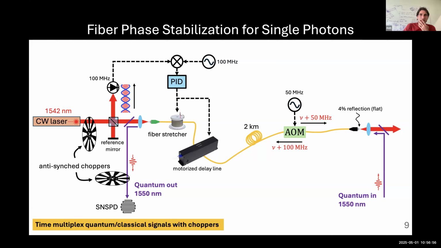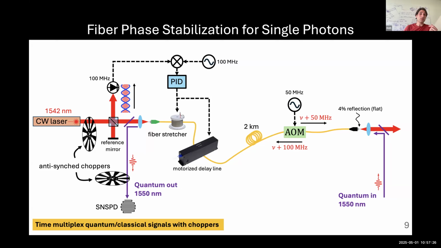Okay, I don't have a ton of time left, so I've described how we classically do this phase stabilization, but what we're actually interested in is making this quantum compatible. So we do the same phase stabilization with a classical laser, but we have to introduce some way to distinguish between our classical channel and the quantum channel.